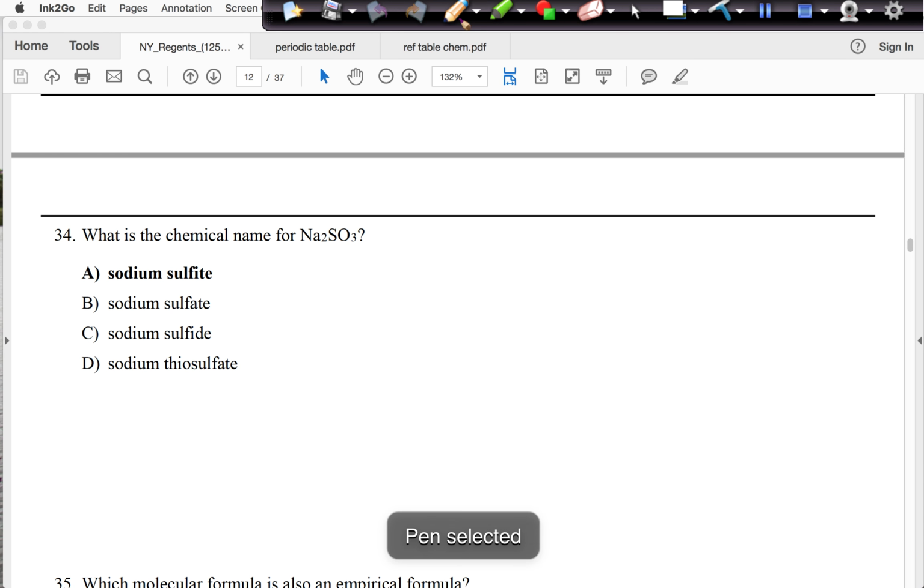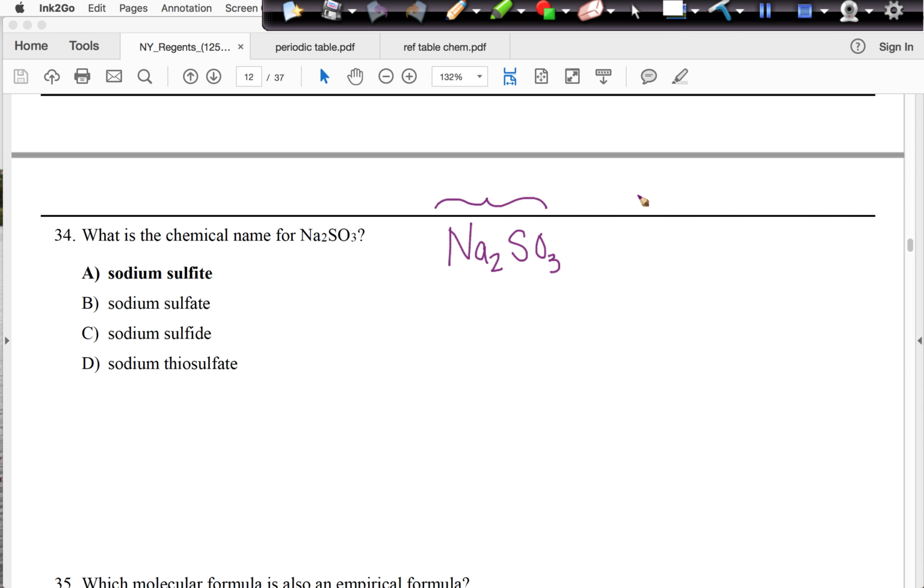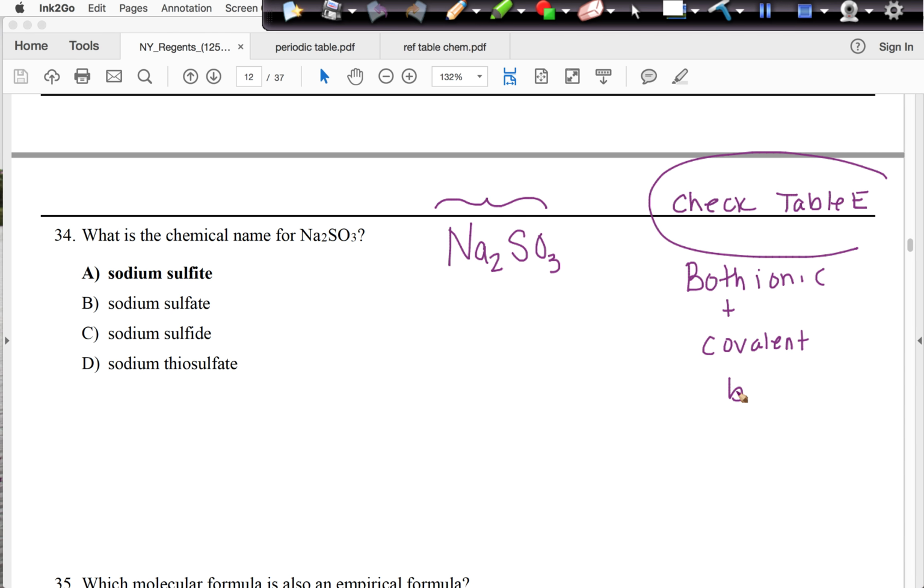For number 34, we want the chemical name for Na2SO3. We said that if we have more than 2 capital letters, you're going to check table E to see if part of it is on table E. And if part of your compound is on table E and the other part is a metal or a nonmetal or something else from table E, that compound has both ionic and covalent bonds within it.